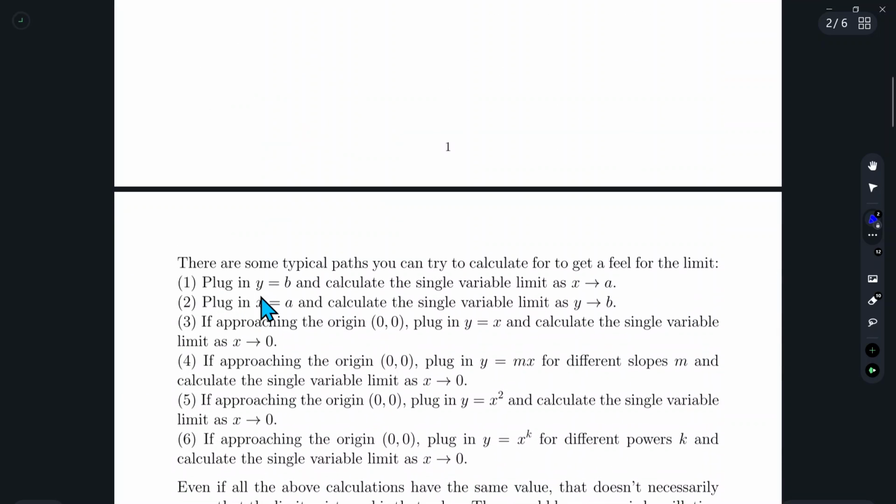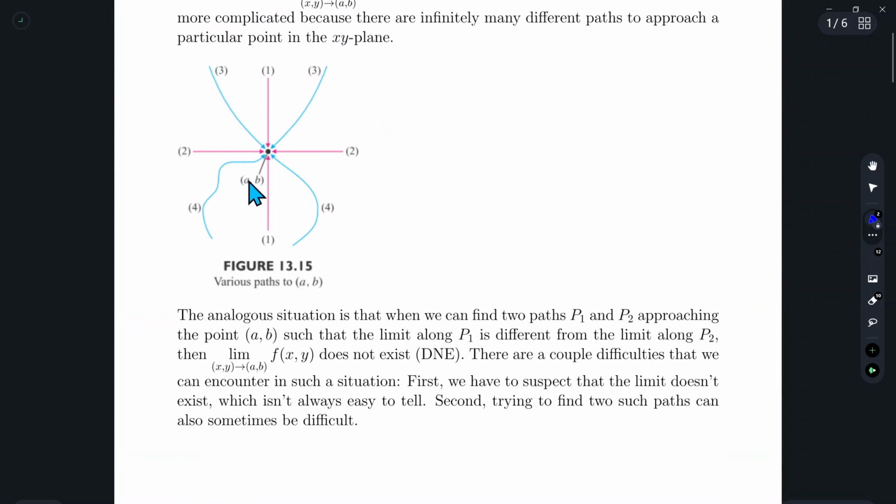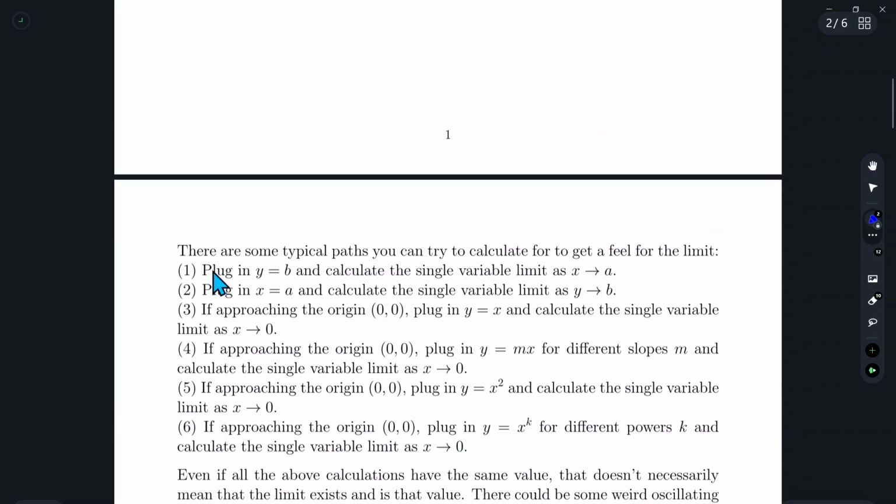For 1, you fix y. Here we're approaching the point (a, b), so you fix the y value to be equal to b, and just plug it into the function. The resulting function will only be in terms of x, so we have a single variable limit to calculate. That's the first limit. Similarly, we can fix x equals a, and then the resulting function will only be in terms of y, and we can calculate that single variable limit. These are the horizontal and vertical paths.